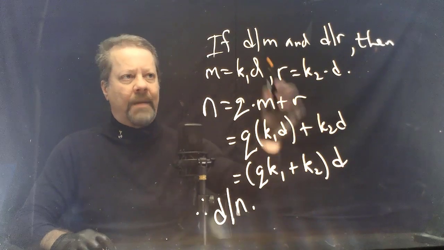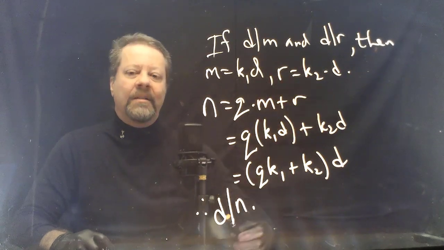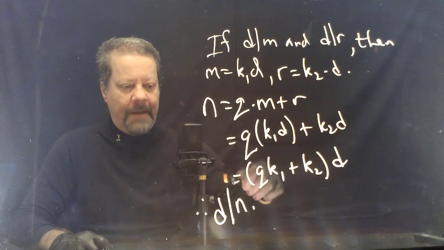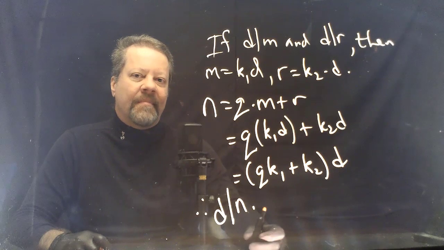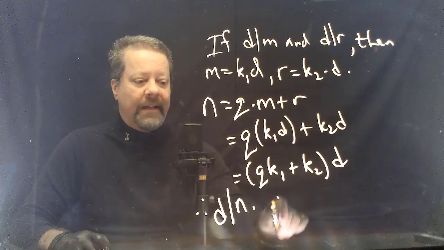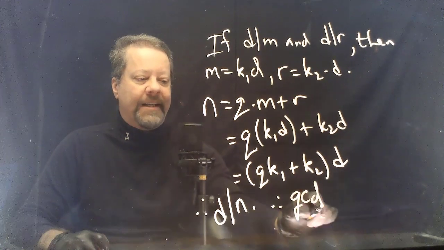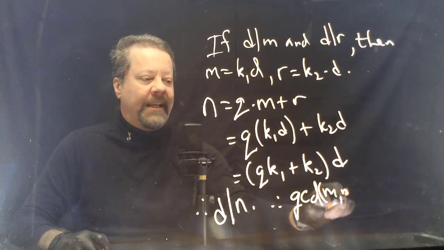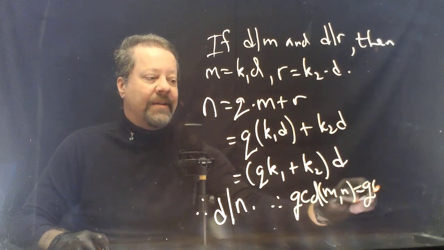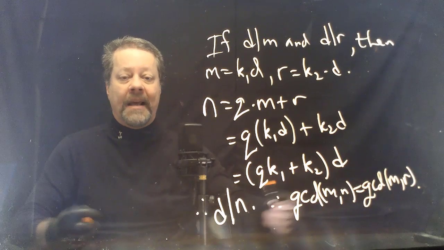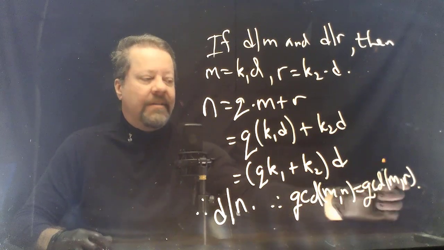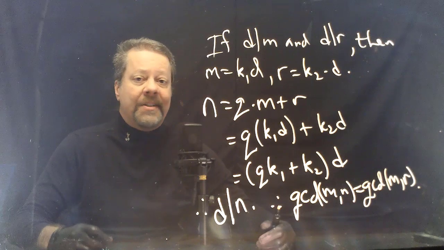So common divisors of M and R will be common divisors of M and N. So the implication goes both ways. That means we deduce then that the greatest common divisor of M and N has to be the same as the greatest common divisor of M and R, because both pairs have the same divisors, so they'll have the same greatest divisor.